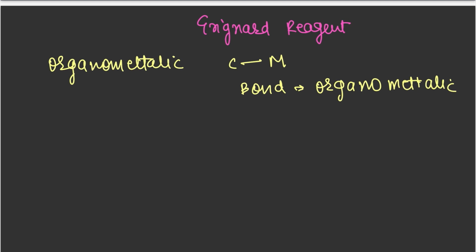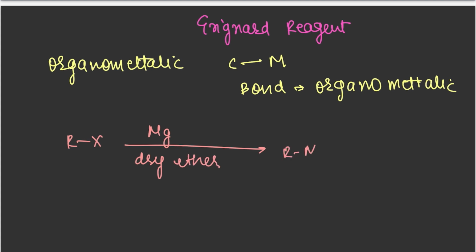Now, how does Grignard reagent form? Whenever we have an alkyl halide, it reacts with magnesium in presence of dry ether. It forms RMgX, that is known as Grignard reagent.